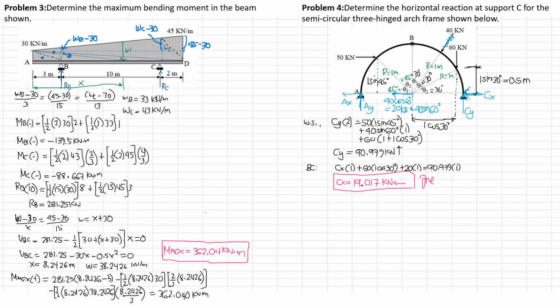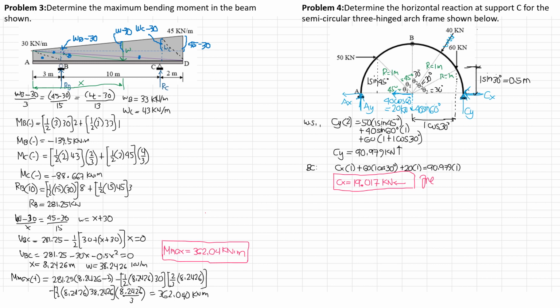Then between B and C, where the maximum moment is expected to be positive, call this intensity W at distance x from the left, so that would be W minus 30. So W minus 30 is to x equals 45 minus 30 is to 15. Therefore, W in general is x plus 30. Shear in BC can be set up by first solving RB. Summation of moment about C equals 0. Let's divide the load by this purple division line.